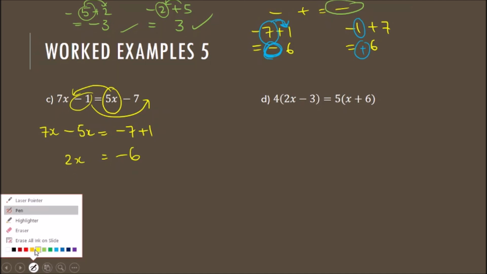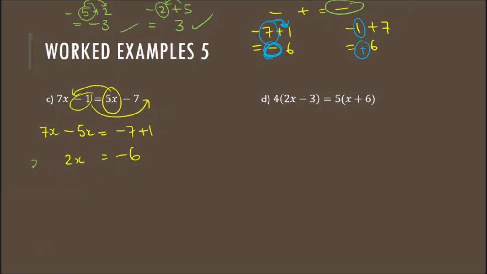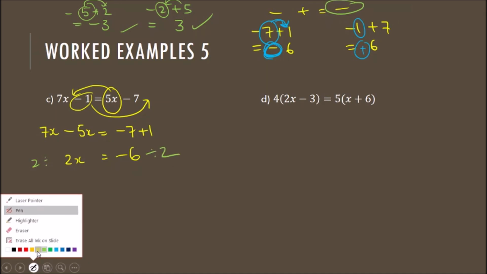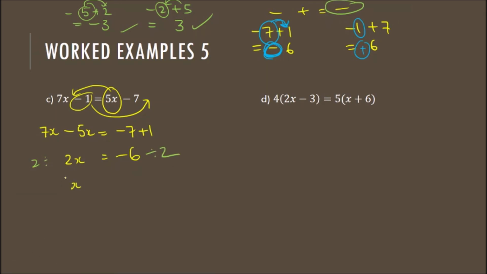So to get rid of the 2 down here, you need to divide both sides by 2. Okay, so 2 divided by 2 is 1, so I'm going to not write 1 anymore. So it's x, so it's 1x, equals negative 6 divided by 2. So 6 divided by 2 is 3. Negative positive is, because there's a positive here, there's no negative, so it's a plus. So negative plus is negative, and that would be your answer.